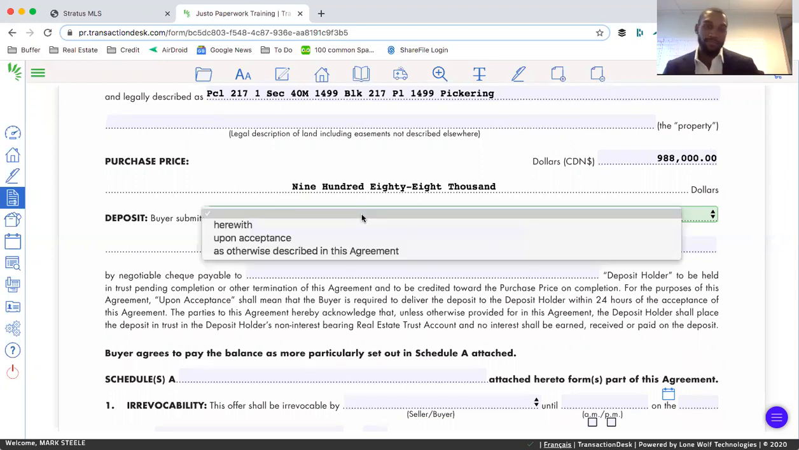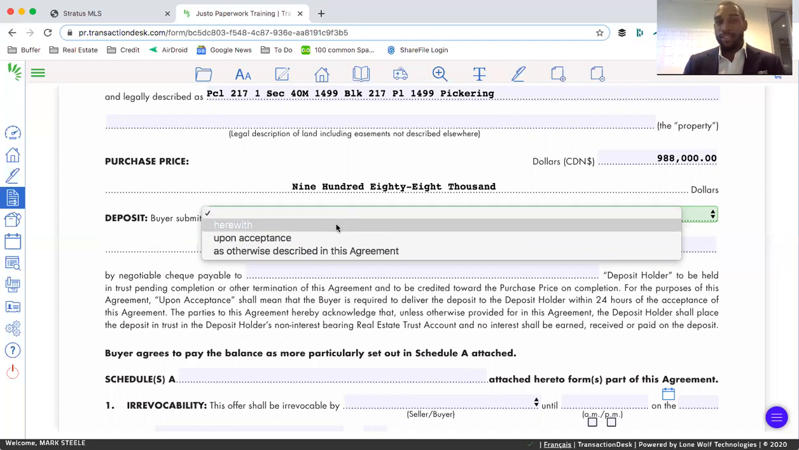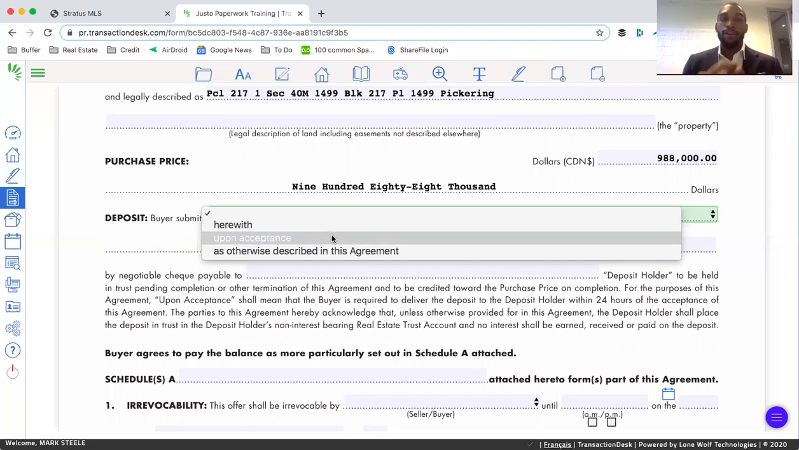Now for the deposit, you have three options here. If you're working with a property that is asking for multiple offers and they have an offer date, some of them might say, bring your deposit check, which is going to be a bank draft or certified check, at the same time as you're bringing your offer. So that's where you'd say deposit herewith. You're giving them the offer and the check at the same time. Otherwise, you're going to most typically use upon acceptance, which means within 24 hours of the deal being accepted, you're then going to deliver the deposit check to the listing brokerage.